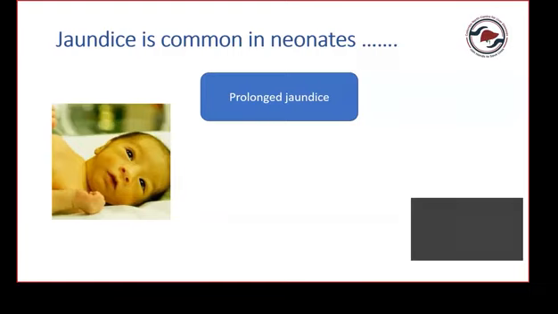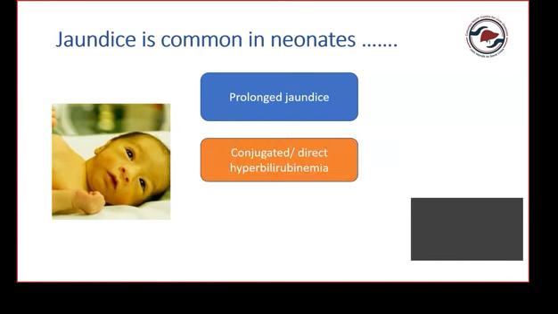Prolonged jaundice, the definition of prolonged jaundice. So persistence of jaundice in a term newborn, if it is more than 14 days, we would call it prolonged jaundice. And in contrast to that, in a preterm neonate, we would call it prolonged jaundice if the jaundice is persistent more than 21 days. So term baby 14 days, preterm baby 21 days.